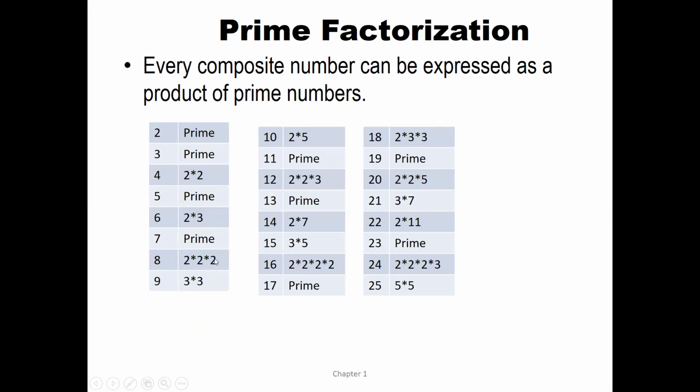2 times 2 times 2. Let's jump over here to 12. 2 times 2 times 3. 16, 2 times 2 times 2 times 2, and so forth. Okay? So we can have multiple factors. Now, we said that all even numbers are composite numbers. Any number ending in 0 or 5 is a composite number. Every number ending in 5 is divisible by 5.